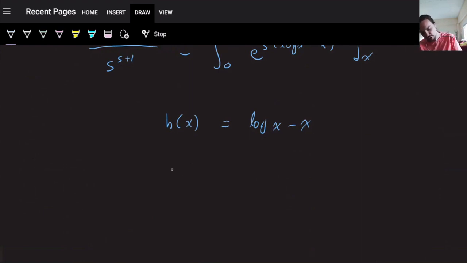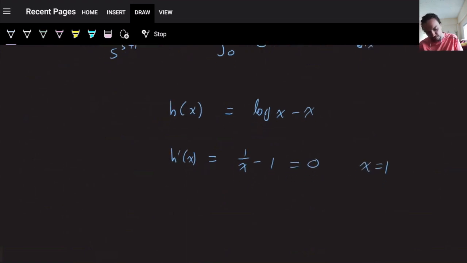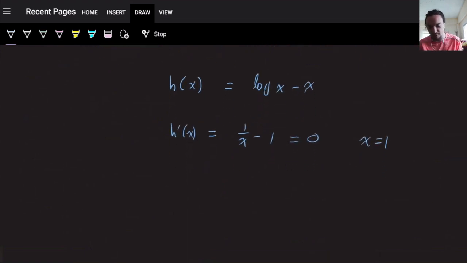Okay, so h prime of x is equal to 1 over x minus 1. So this is equal to 0 when x equals 1. So the max occurs at x equals 1. And then we need to figure out what h double prime at 1 is. So h double prime of x is equal to minus 1 over x squared. So h double prime at 1 is just equal to minus 1.